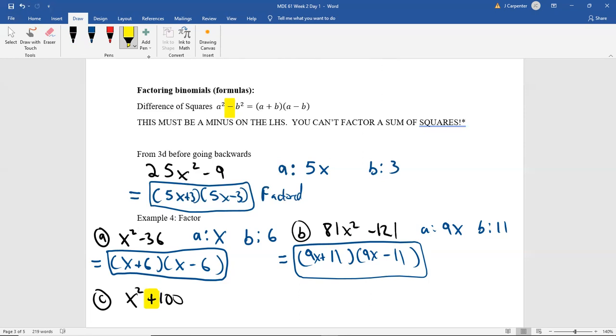This is imperative. It must be a minus on the difference of squares to be a difference. You know why they call it a difference of squares? Because it's a minus, it's a difference, it's a subtraction. You know why they call it of squares? Because each thing's being squared. The name is very obvious.